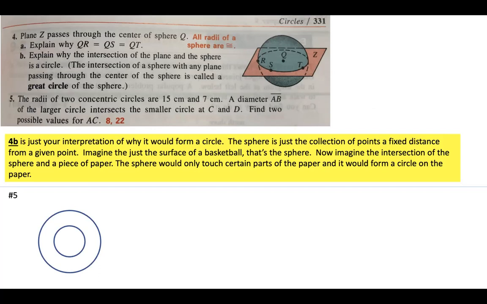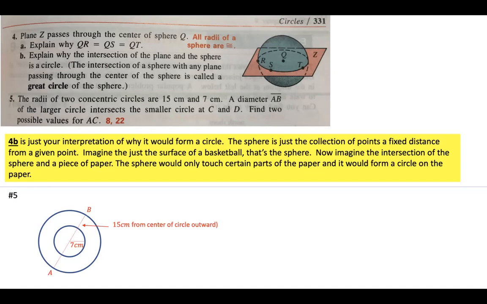It says they have radii of 7 and 15. So clearly the small one would have to have a radius of 7, and the larger one would have to have a radius of 15. Now I drew a diameter there, because the very next sentence talks about the diameter AB. If AB is your diameter, then half of that diameter would be the radius. So from the center to either A or B, that would be 15. That 15 right there is from the center of the circle outward.